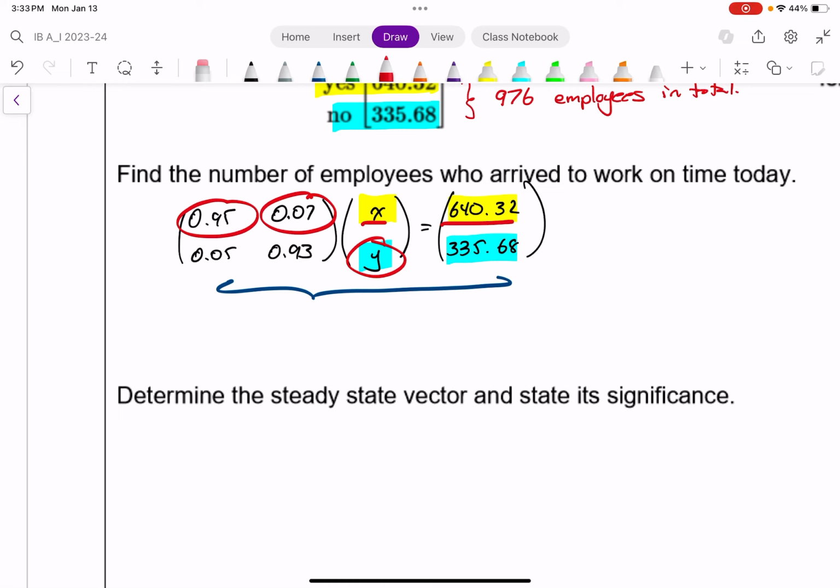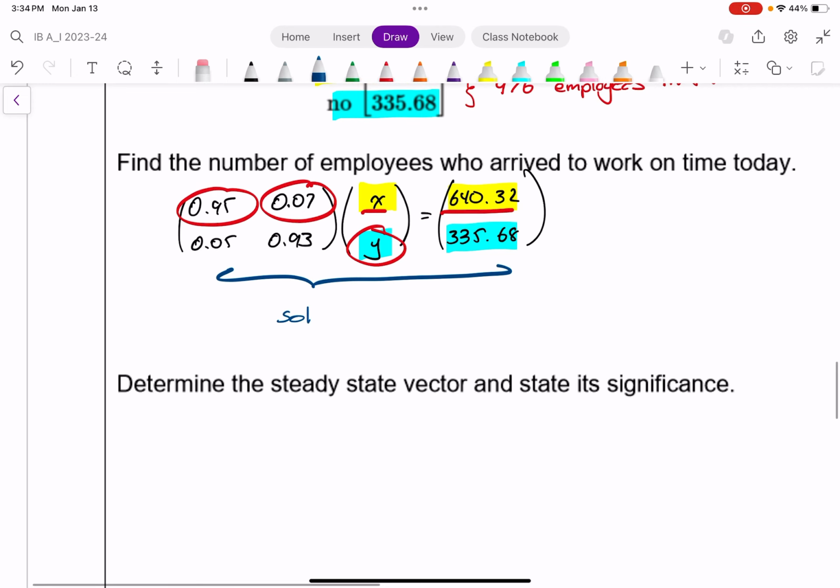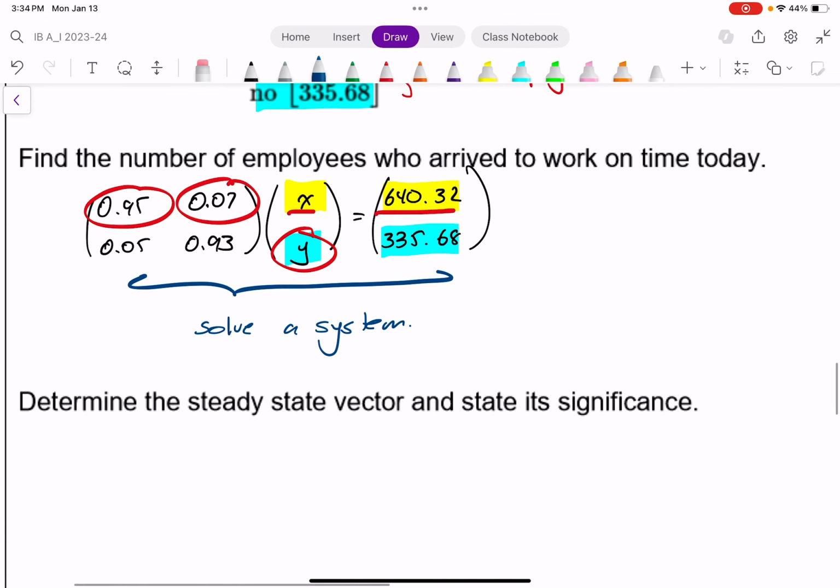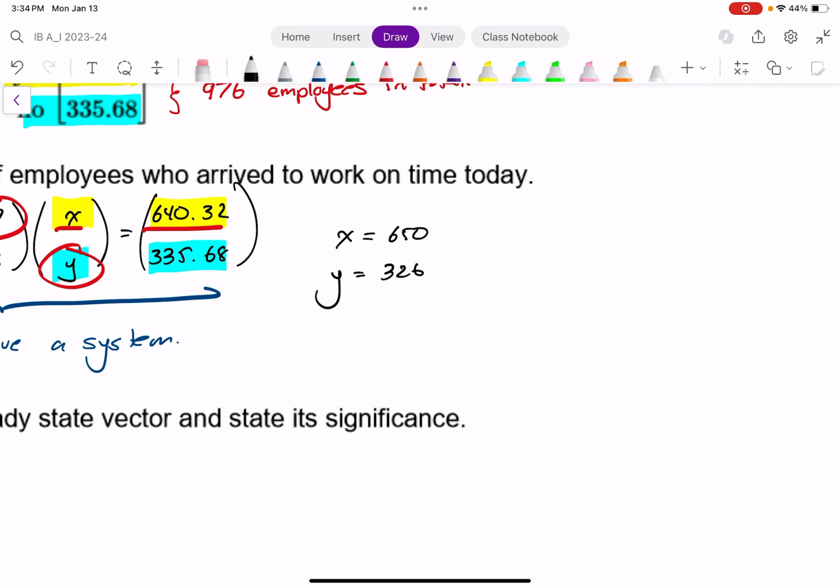And there's lots of choices. You could also use matrix algebra to solve this, but it's probably fastest just to solve a system and use your GDC. Keep in mind with matrices, we always want to realize how they can connect to systems, and we should really quickly get 2 values. X equals exactly 650, y equals 326, there we go. And keep in mind, that means there were 650 people on time today, and 326 people late today. That's a lot. Traffic must have been bad.